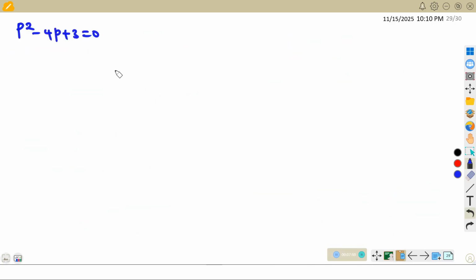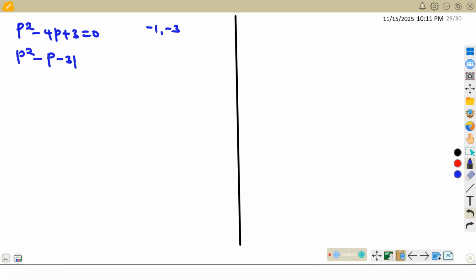So from here, we can easily get the factors of 3, which we can add together to give us -4 and multiply together to give us 3. So that will be -1 and -3. So it means p squared minus p minus 3p plus 3 will be equal to 0.